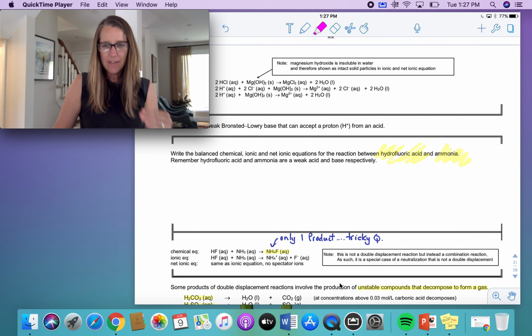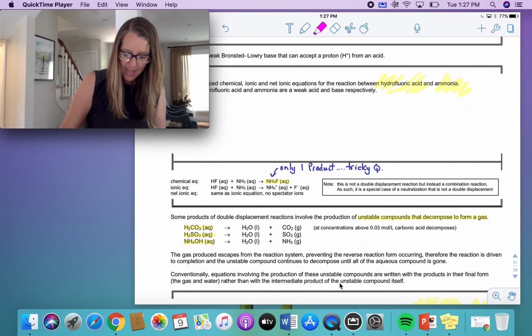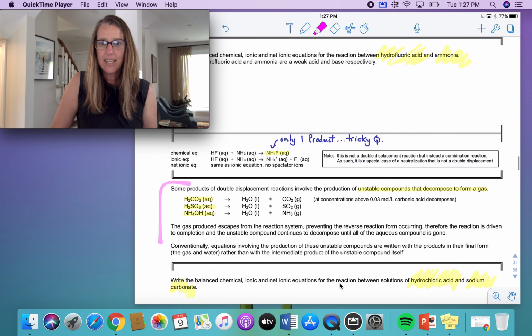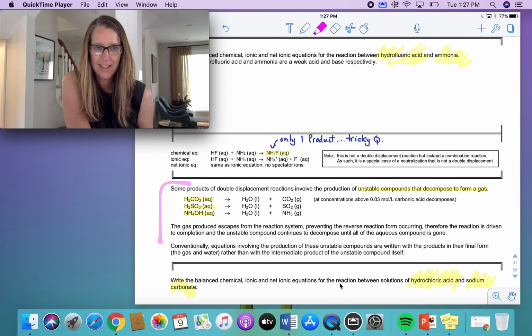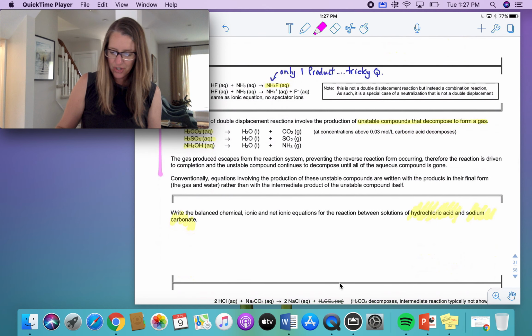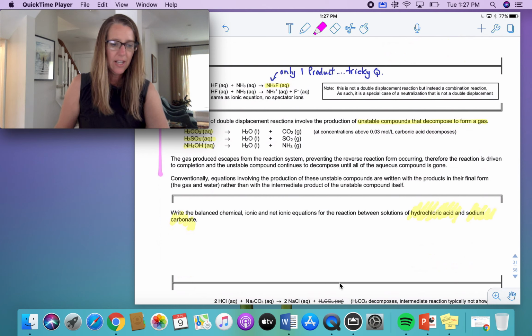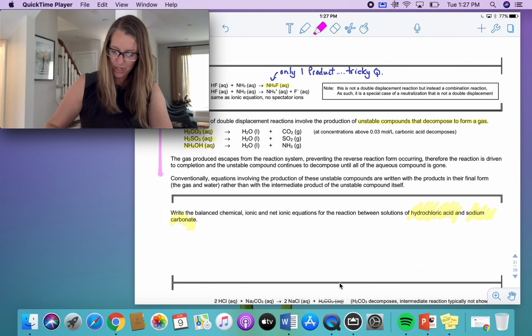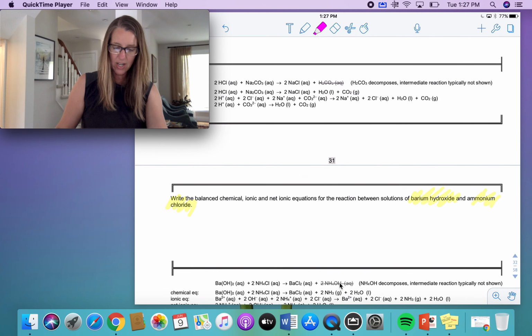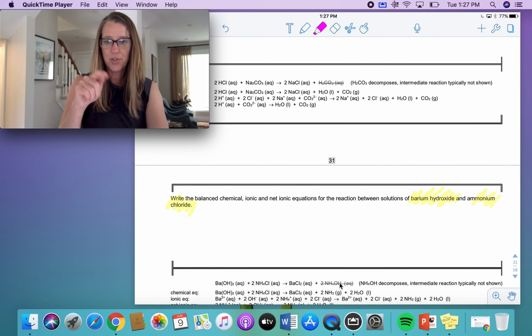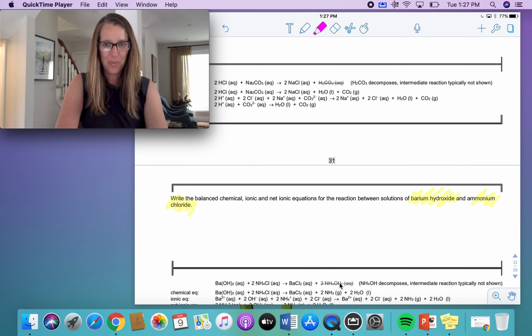Okay, a little bit of extra information coming down below, and then this part of the next question gives us that information again that we memorized, I think from the first module in this unit, where you looked at the unstable compounds that decompose to form the gas. Okay, next question, hydrochloric acid, sodium carbonate, strong acid, soluble, therefore you know what to do when you write your ionic equation for that one. Okay, barium hydroxide, ammonium chloride, we've got a strong base, and ammonium chloride is soluble, so then again you're going to follow that through.